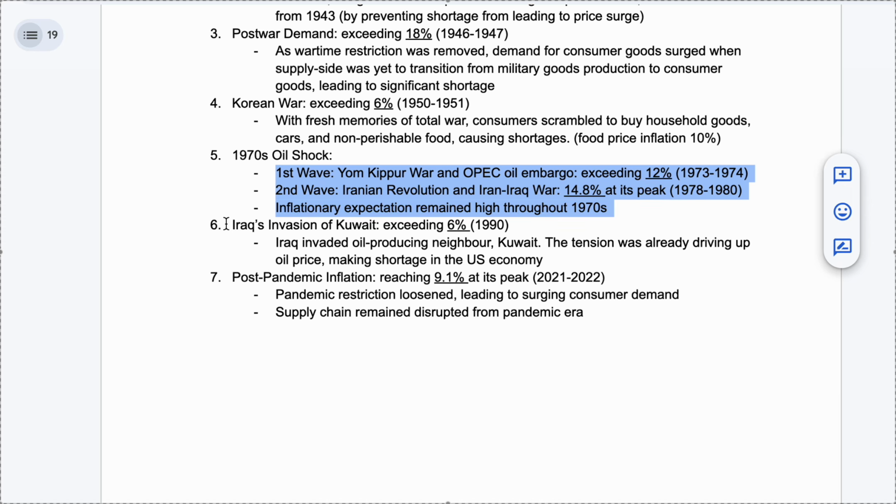And we have Iraq's invasion of Kuwait in around 1990, or it can be 1 year before, which resulted in inflation exceeding 6%. Not as high as what they experienced in other conflicts in the Middle East, which are those examples, but it was still high. Okay, and Iraq invaded oil-producing neighbor Kuwait.